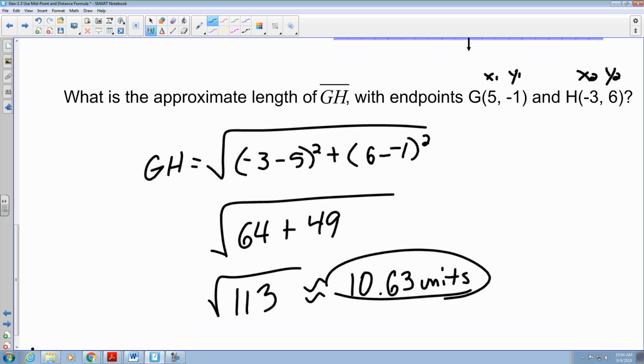And that is being able to use the midpoint and distance formulas. Hope this helps. Until next time.